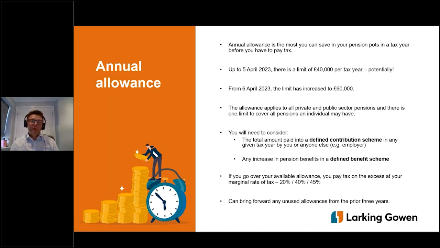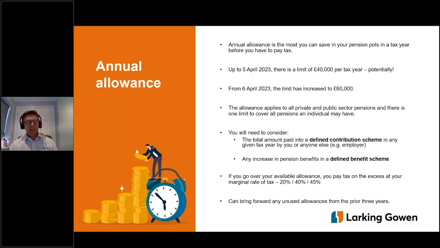After the budget statement that took place earlier on in the year, it was confirmed that the annual allowance would be increasing from £40,000 up to £60,000 with effect from 6th of April 2023. So potentially some very good news. Now, for those of you who are members of the NHS pension scheme, which I hope is everybody in attendance this evening, the annual allowance is not measured against the actual pension contributions that you pay. It's actually measured against the growth in your annual pension.